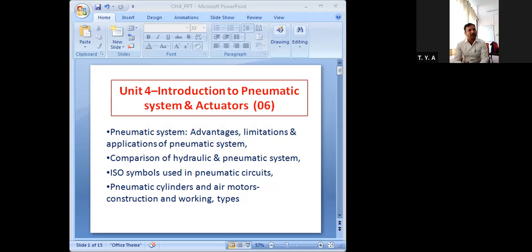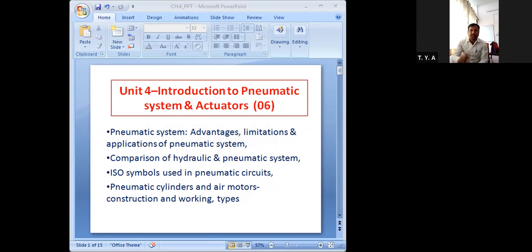From those elements, first we are going to discuss the pneumatic actuators. As we know, pneumatic linear actuators means the pneumatic cylinders, and rotary actuators means what? The air motors. For each and every type of pneumatic actuator, we are going to discuss its principle, construction, working and operation. Everything we are going to discuss. So this is the content of this unit number 4.